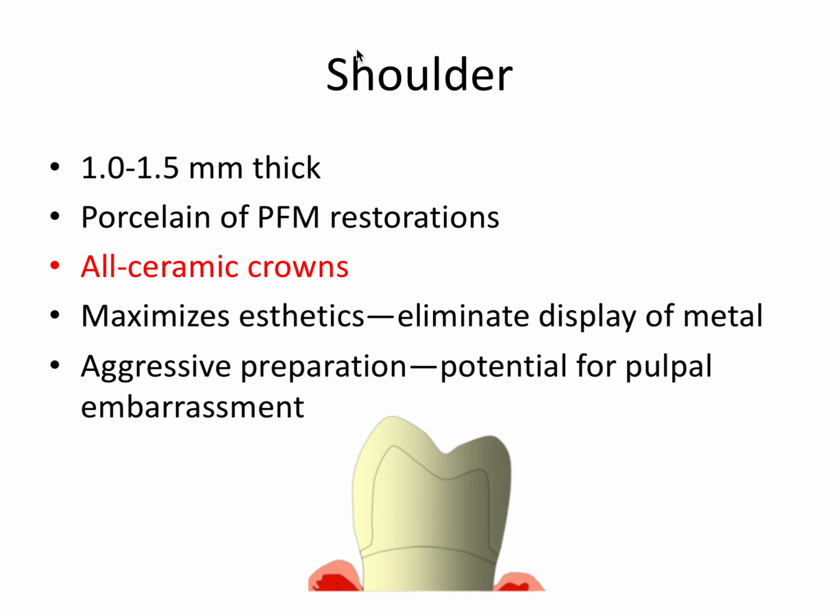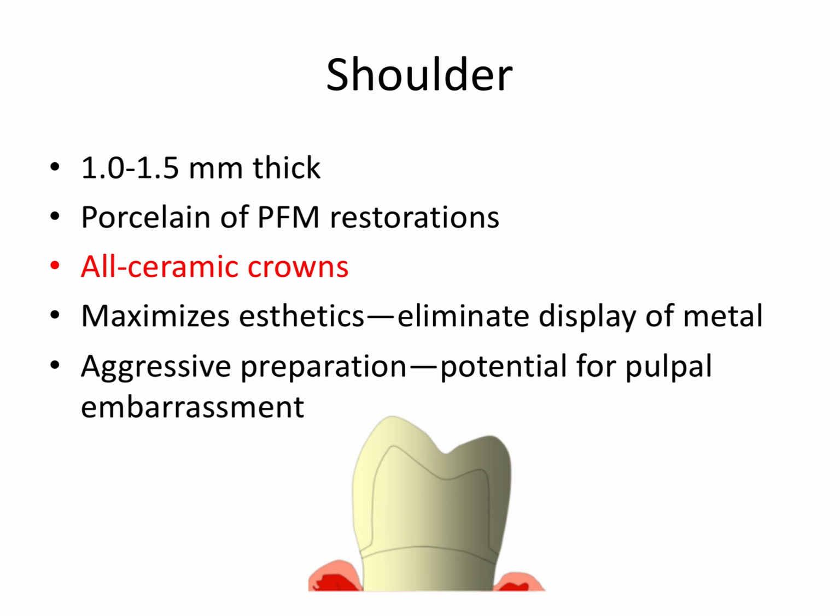The last margin I want to talk about is the shoulder. This is the most aggressive. Again, it's 1 to 1.5 millimeters thick, but it's a little bit different. Instead of gently sloping off, there's a bit more rigidity here. It's a bit more defined and a sharper angle at the end. So these are examples of shoulder margins used for the porcelain of PFM restorations or all ceramic crowns. Remember that for the board exam.